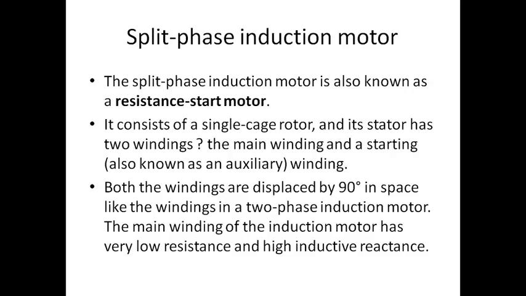Next, first is your split phase induction motor. This is also known as resistance start motor. It is going to have a single cage rotor, and its stator has two windings. Always your single phase induction motor will have two windings to run. With only one winding, it can't start. Self starting will not be there. So always you have to have two windings for your single phase induction motor.